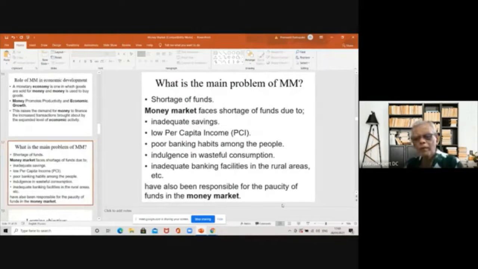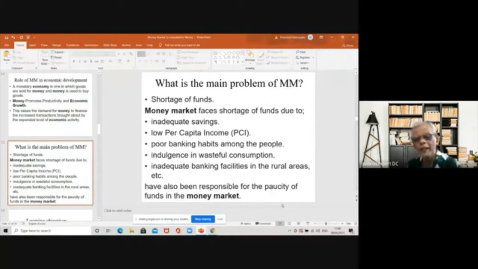What is the main problem of the money market? It is shortage of funds. When there is scarcity of funds, that's the main problem. Money market faces shortage of funds due to inadequate savings. I think we discussed Sri Lanka's level of savings, about 18%, whereas other developed countries' savings is in the region of 35%, 40%, 45%, and so on.